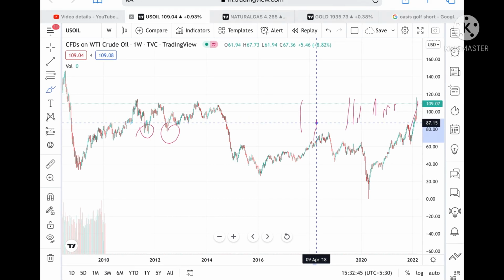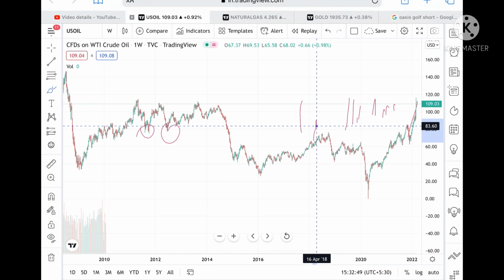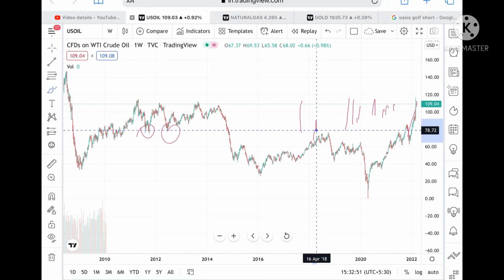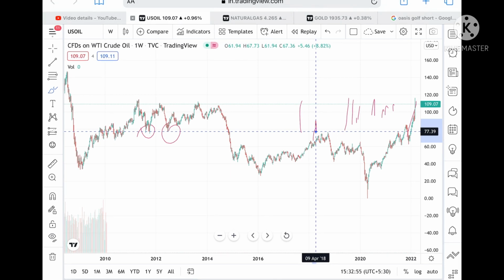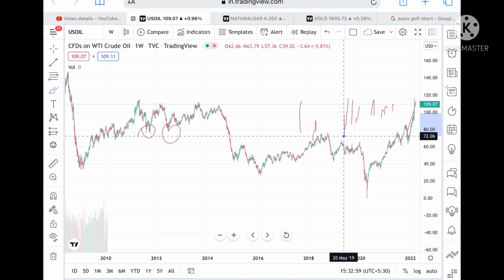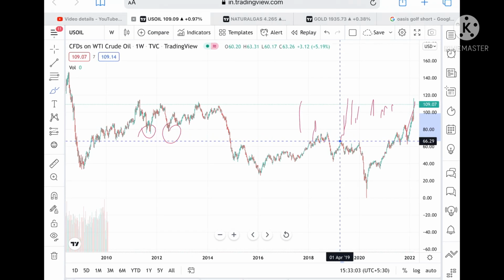If it breaks downside, then we can see it can touch a level of 77.18, and from there we can see it can touch a level of 83.60, and from there we can see it can touch a level of 77.39. Now 77.39 is a particular support. If this level breaks, then we can see it can fall further towards a level of 75.61, and from there we can see it fall further towards a level of 76.